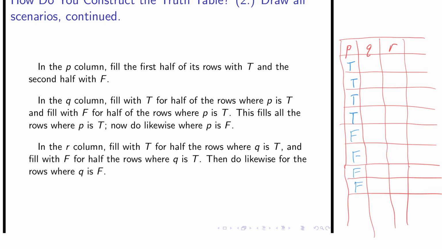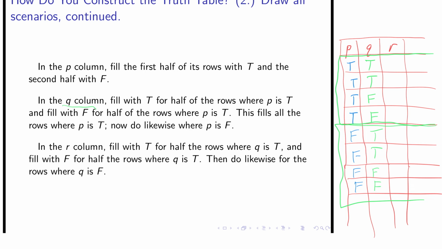Okay. Now we move on to the Q column. And for that, we start by considering only the rows where P was true. And in those rows, we fill half with true and half with false. So that's going to be true, true here, and half false. So false, false there. Then in the next component where P was false, we do it again. So we fill half of these with true and half with false.